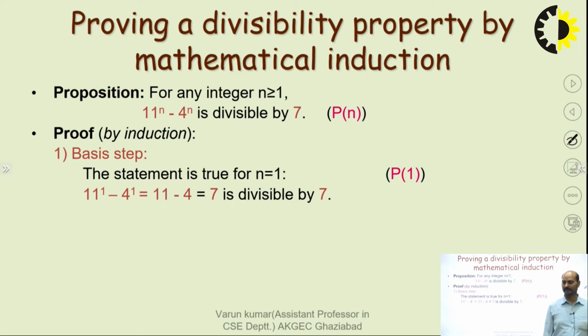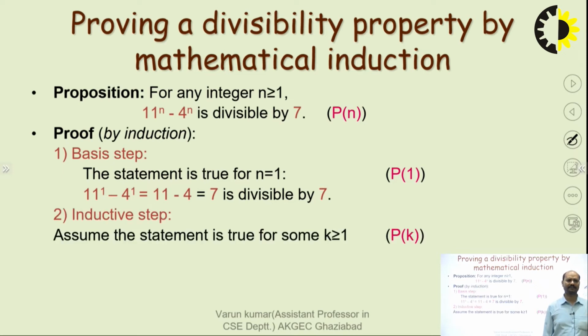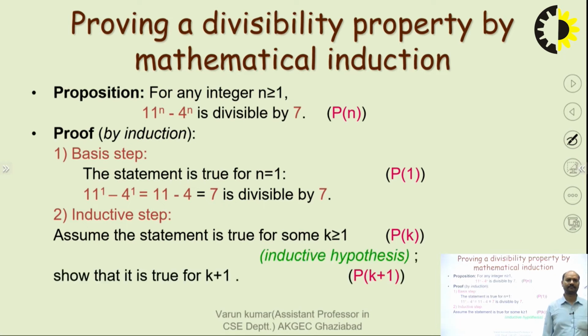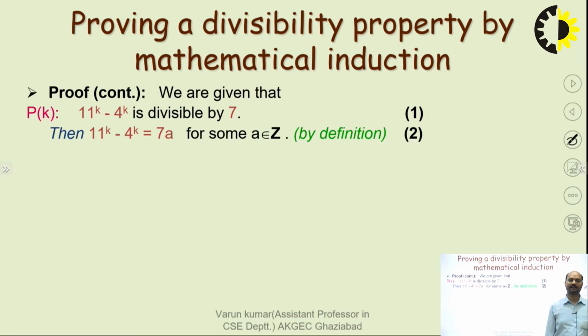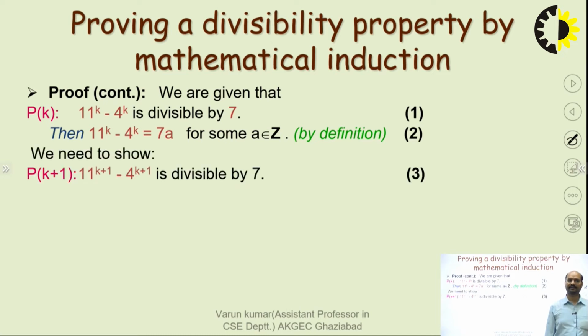So we assume that it is true for any arbitrary value k. Then we have to show that it is also true for k plus 1. We are given that 11 to the power k minus 4 to the power k is divisible by 7. So we assume that 11 to the power k minus 4 to the power k becomes 7a for some integer value a. We need to show that 11 to the power k plus 1 minus 4 to the power k plus 1 is divisible by 7.